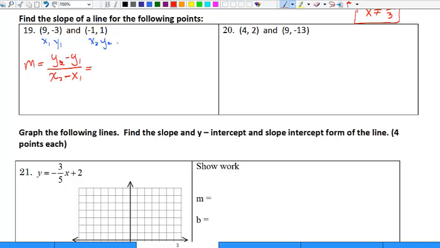Okay, so we have y2 minus y1. Who is my y2 here? Well, it looks like the y2 is 1. Minus, because there's a minus in the formula in red. And then y1, which happens to be negative 3. So the negative in red is because of the negative in the formula. The negative in blue is because there's a negative on the 3. Okay, just want to make sure you understand that.